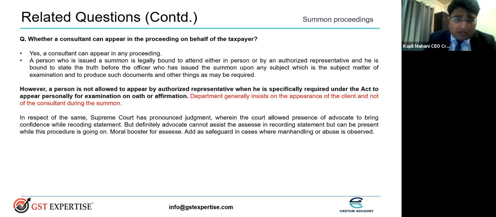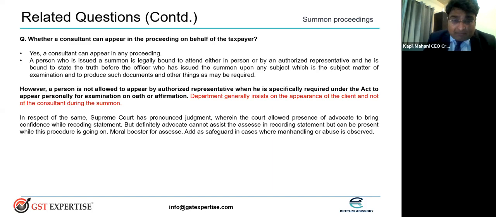What is more important is that the Supreme Court has specifically said, wherein the court allowed the presence of an advocate to bring confidence while recording a statement. Definitely the advocate cannot assist the assessee in recording a statement, but can be present while the proceeding is going on. These are moral boosters for the assessee, and a safeguard specifically in cases wherein manhandling or abuse is observed while taking a statement on record from the assessee. These are some of the very important sections to know for each and every professional.